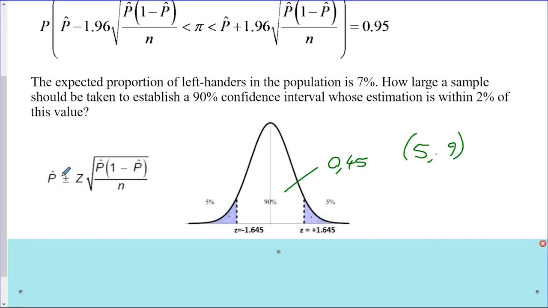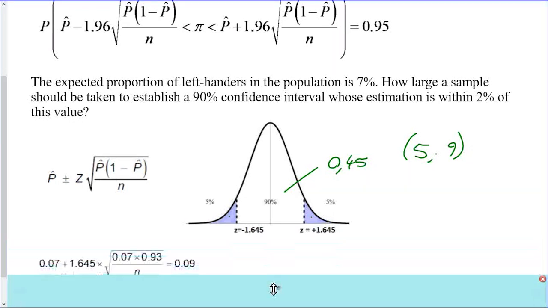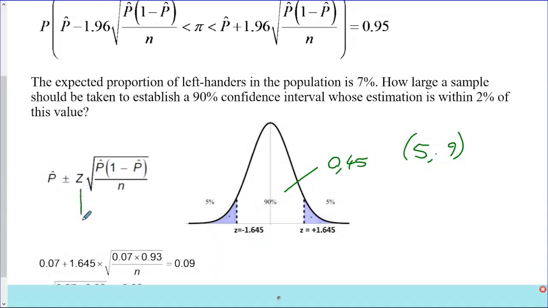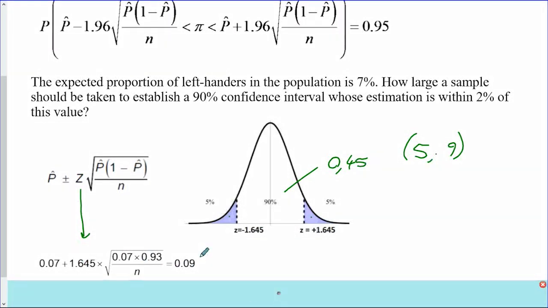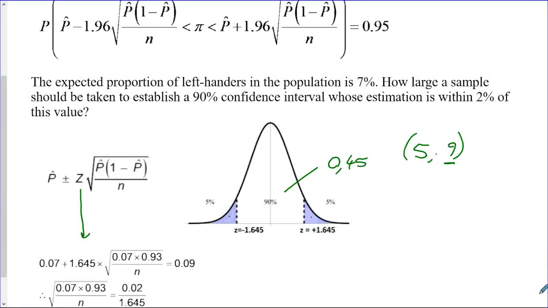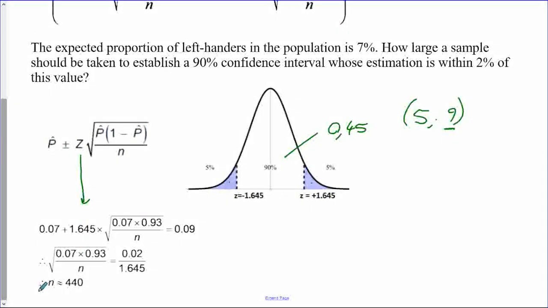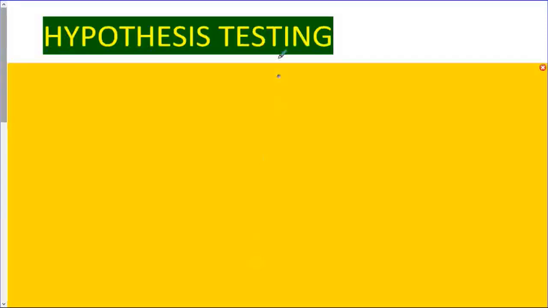and remember we calculate the upper value of our confidence interval by going p hat plus, and so here we go. We've got the 1.645, which is my z-score. Our proportion is 0.07, so 1 minus the proportion is 0.93. And in fact, we're adding this value to get the upper value on our limit here, our 9%. The only variable left is n, and I can solve for n, and I get about 440. So that's the sample size I would need to establish a confidence interval which is within 2% of the expected proportion of 7%. Okay, almost there.